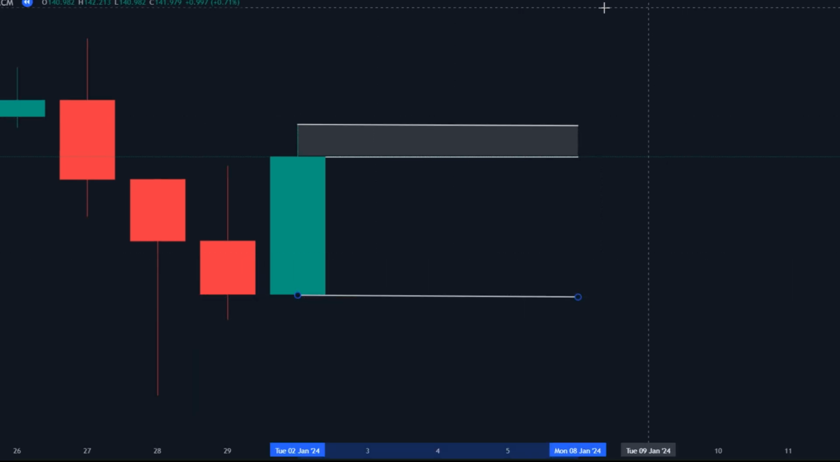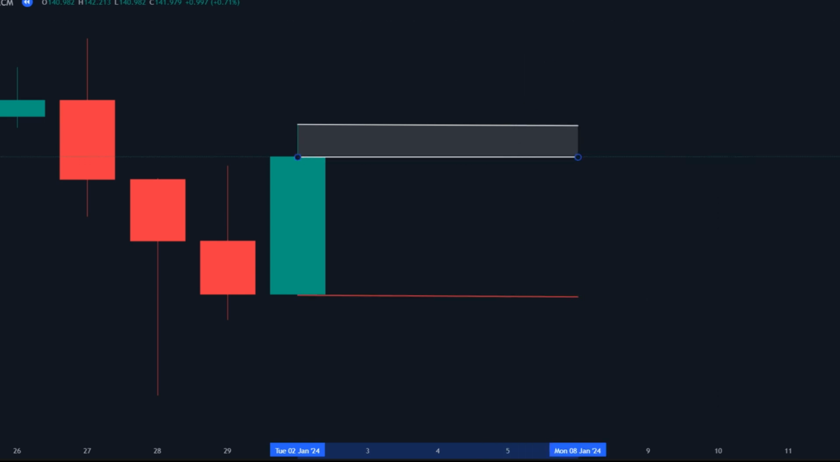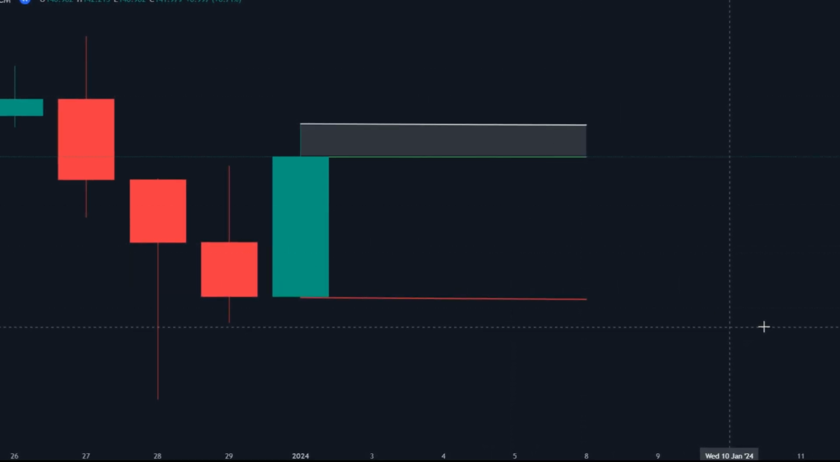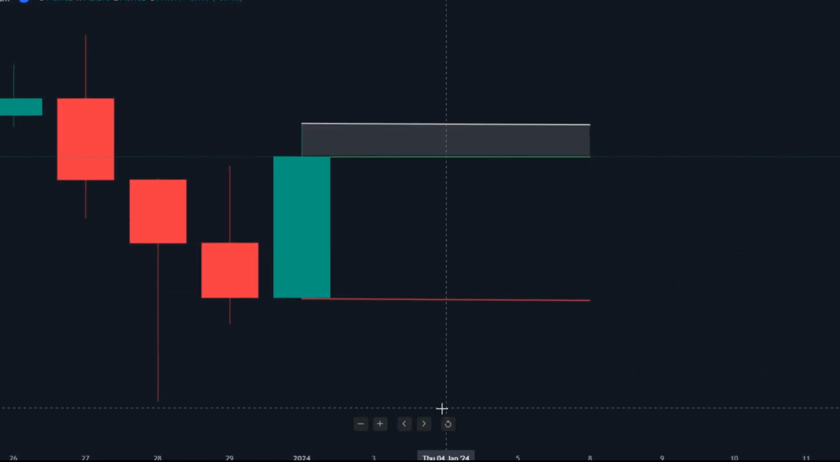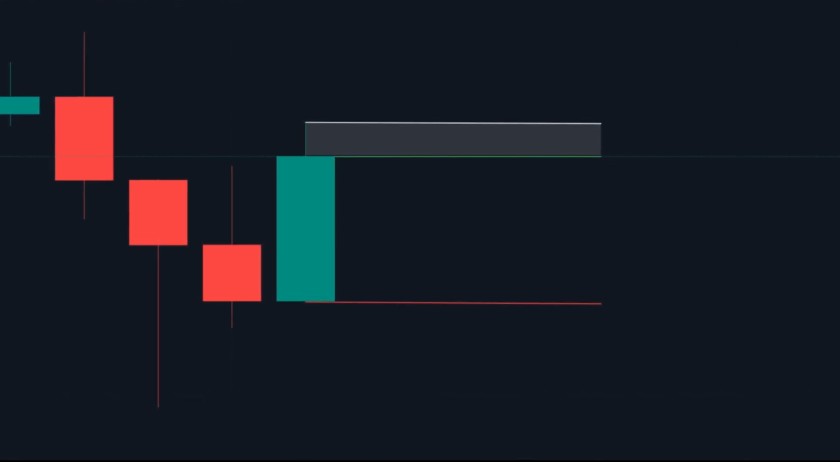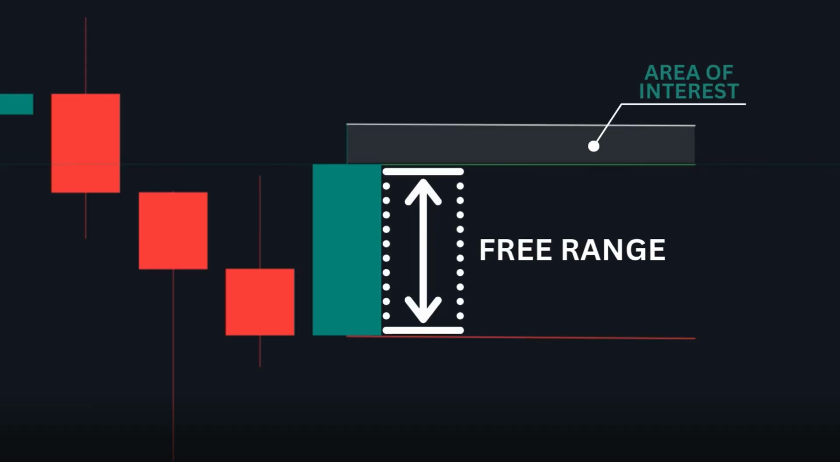But we also need to color these lines. I'm going to pick red to mark the start of the body, and green will be the close of the candle's body. However, you can pick whatever color you want. So based on these markings, here is how things will work out. The rectangular area between the green and white line is our area of interest. The body of the candle is free range, but anything beyond the red line will be considered no trade for the day.